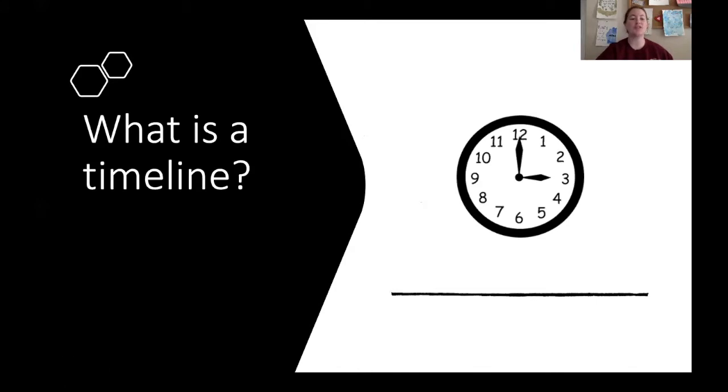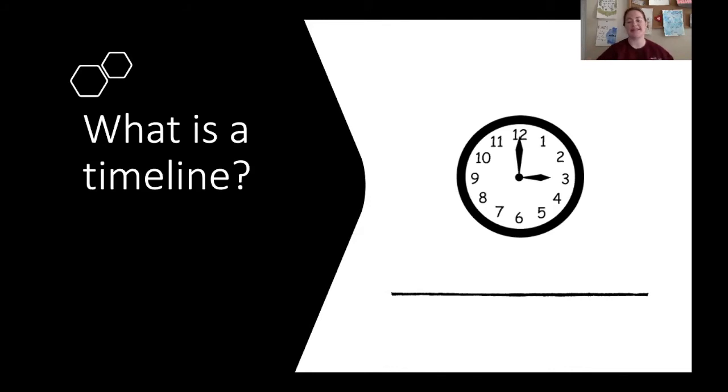Well, when I look at this word timeline, I see the word time and line. That's because a timeline is very similar to a number line, where you have a whole string of numbers and they go in order. A timeline is a line with events that happen in order.